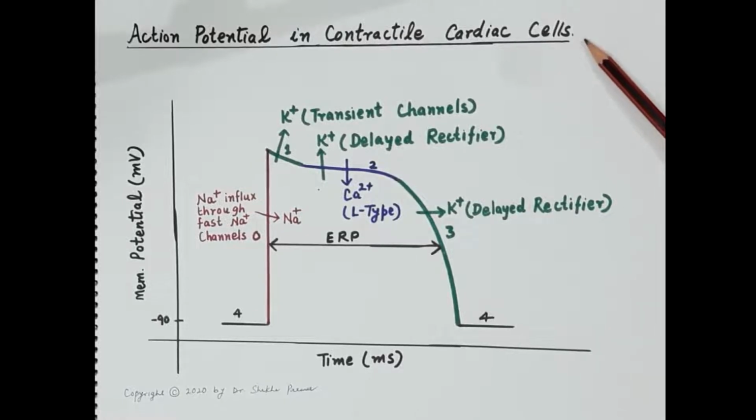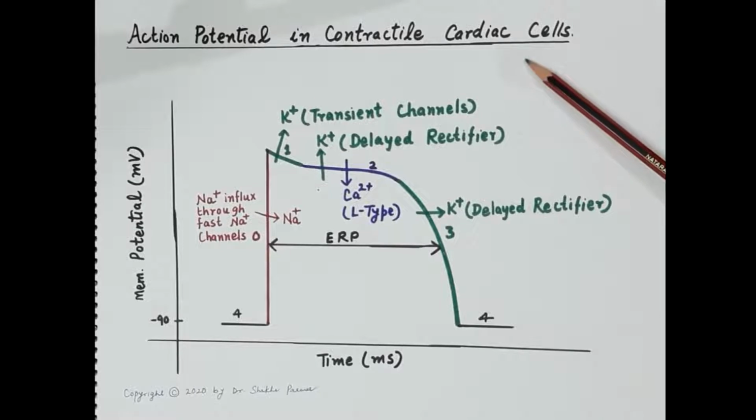Now impulses generated by the SA node are responsible for stimulating contractile cardiac cells. That means these contractile cardiac cells depolarize only when they are stimulated because of the generation of impulses by the nodal cells. So this is the diagram. It shows the action potential of a contractile cardiac cell.